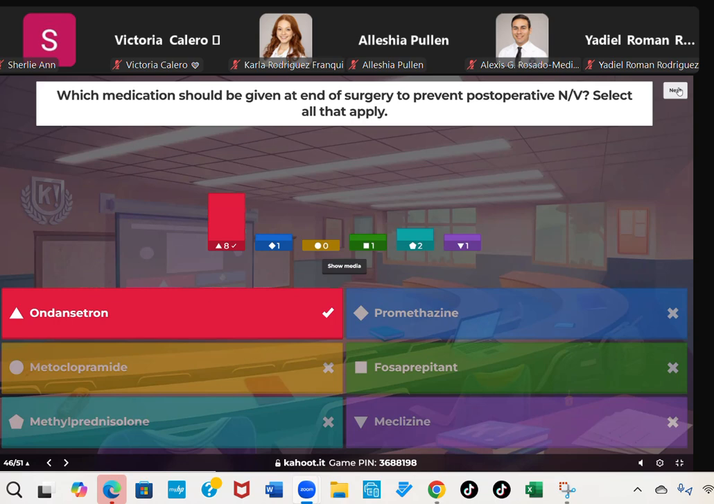All right, so the correct answer is ondansetron plus a steroid. Oh, somebody said it didn't take more than one answer. You know what? I forgot to key it, so that's my fault. But ondansetron and methylprednisolone would be the correct answer here. Thanks for letting me know so I can fix that. But it is ondansetron plus a steroid that we give at the end of surgery. So when the patient is waking up, they do not have nausea and vomiting.